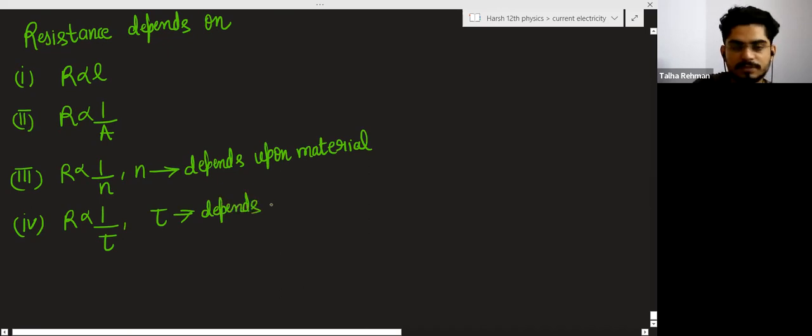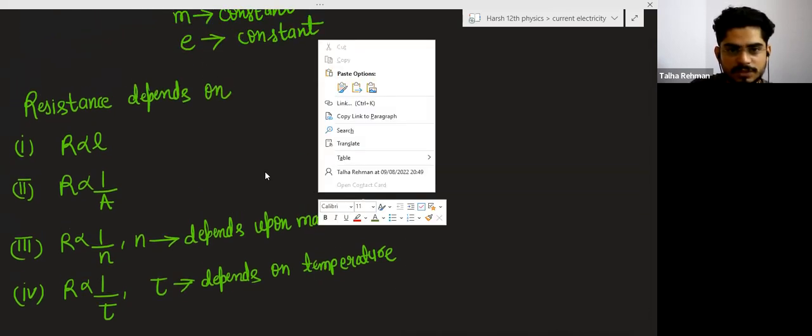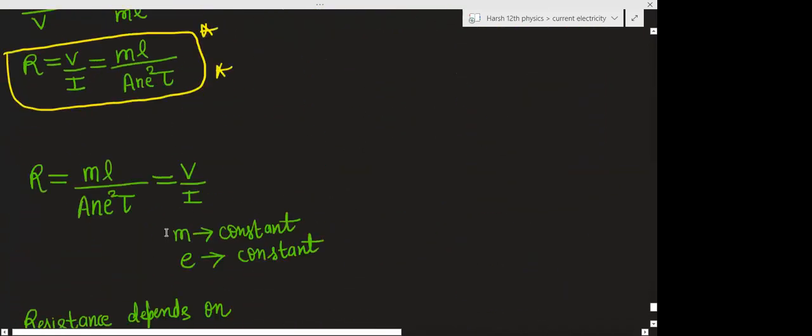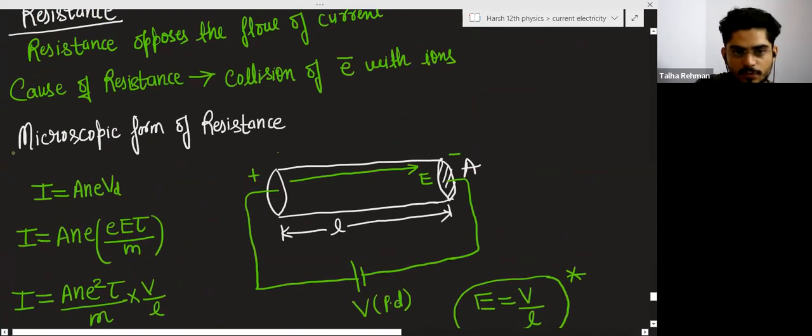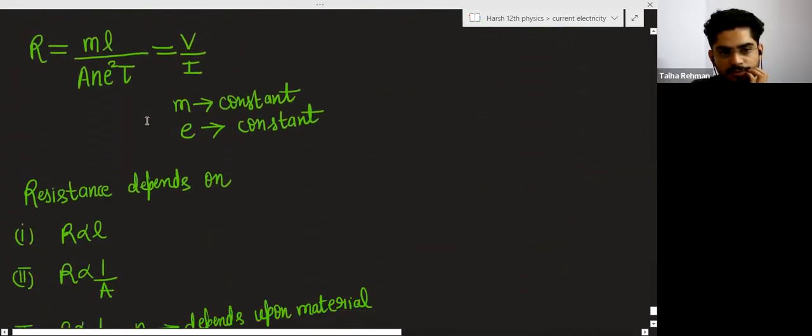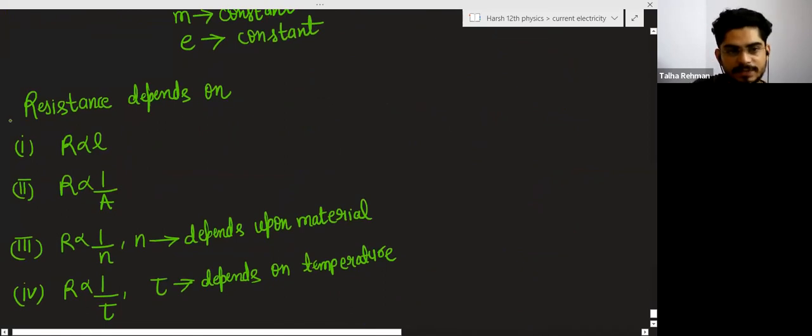We have discussed this. If we increase the temperature, the relaxation time for the electron will decrease. So this is all about resistance: what is resistance, how we can write the microscopic form of resistance, that is R is equal to mL divided by A n e squared tau, and the dependency of resistance on different factors.